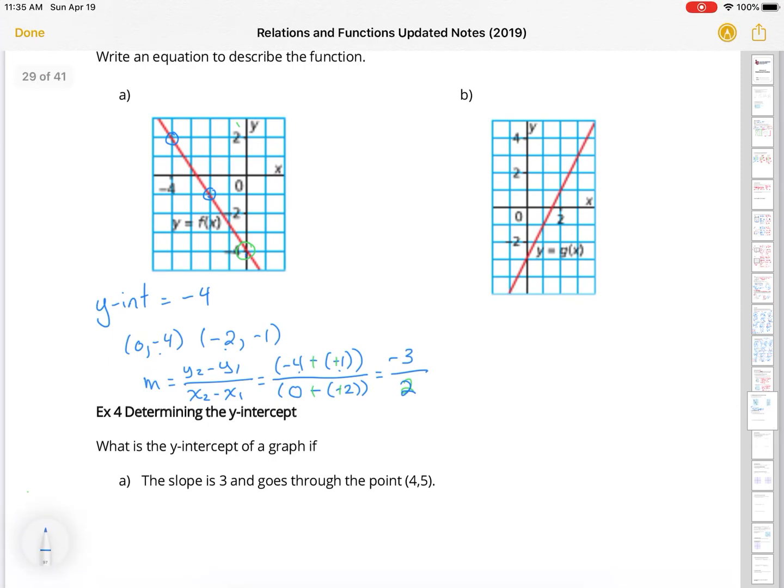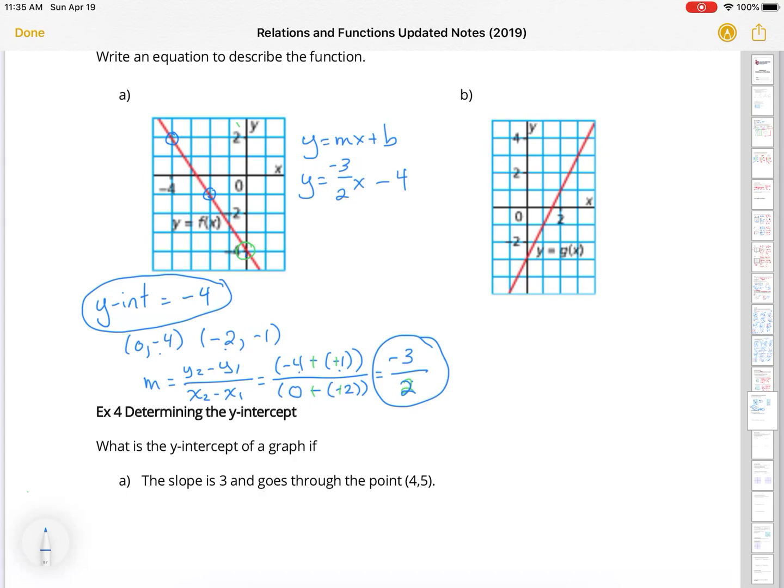I have both pieces of information. If y is equal to mx plus b, y is equal to, I have my m here, so -3 over 2 x, and I have my y-intercept here, minus 4. And that is my equation.